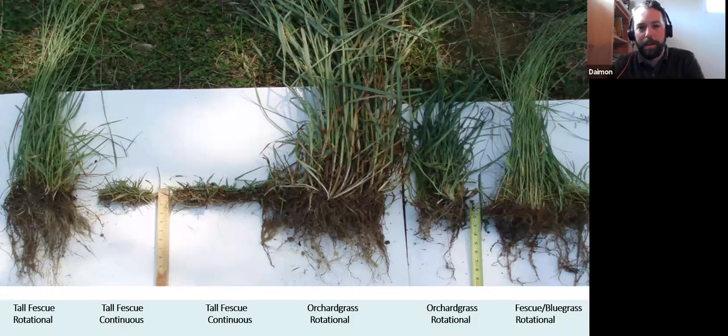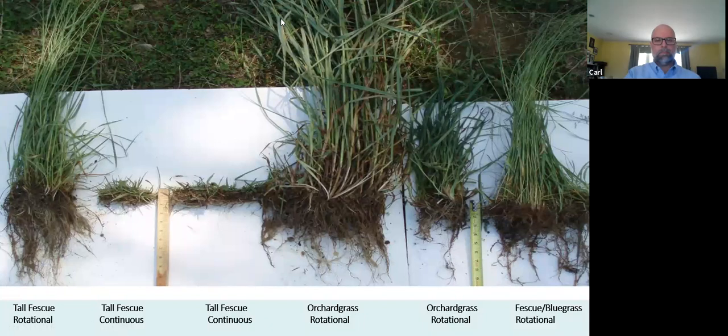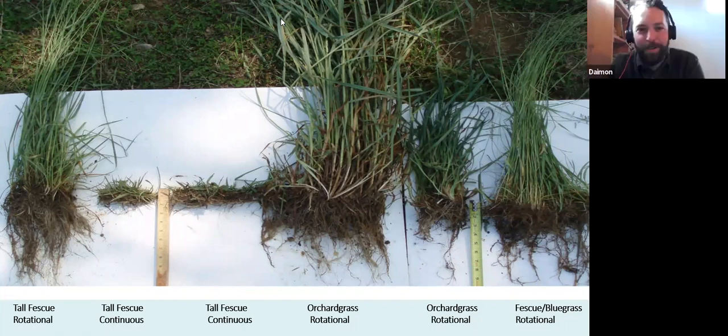You've got tall fescue, which for some folks in New England is a dirty word, but this is a good example. I think this is from a little further south of here. You've got the tall fescue with rotational grazing, and right next to it the continuous grazing, and you can really see the significant difference in the root structures of those two grasses.